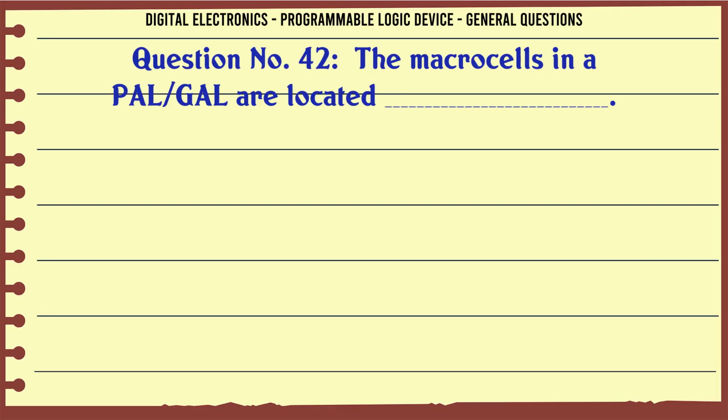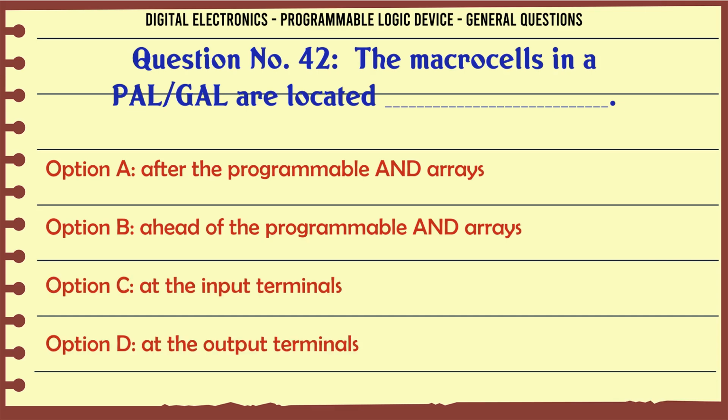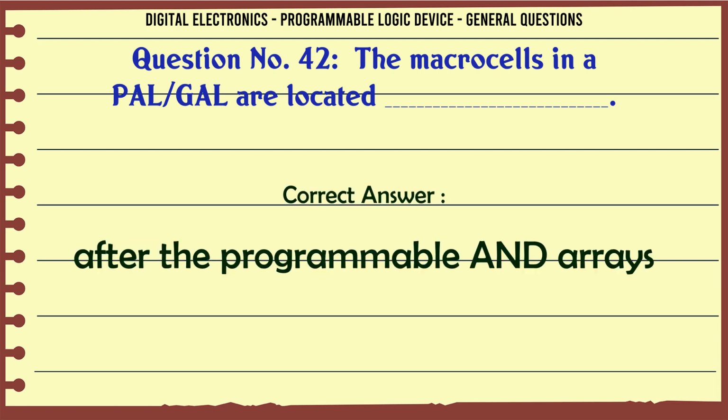The macrocells in a PAL/GAL are located A. After the programmable AND arrays. B. Ahead of the programmable AND arrays. C. At the input terminals. D. At the output terminals. The correct answer is after the programmable AND arrays.